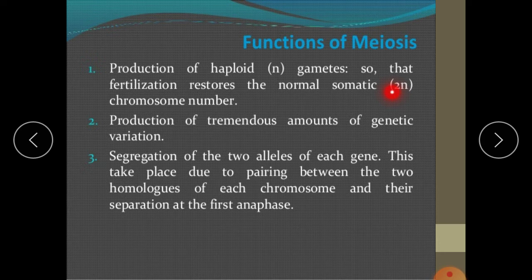Our body cell has 46 chromosomes, but our gametes have 23 chromosomes. 23 from sperm, 23 from egg. Both together it becomes 46. Therefore, the formation of haploid gametes is necessary for maintaining the normal somatic chromosome number in all the individuals of a species, and that is continued from generation to generation.